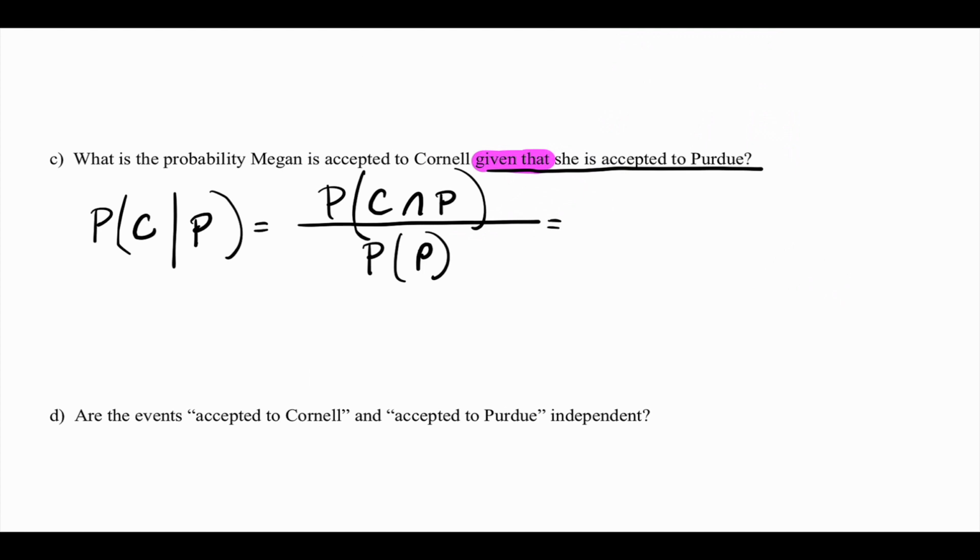Okay, so now what I've got to do is fill those in. So the top, what is the probability she gets into Cornell and Purdue? 0.2, right? They told us that. That's going to go on top. What's the probability she gets into Purdue? 0.5. They told us that. Use your calculator. What do you get? 0.4, 40%. Done.